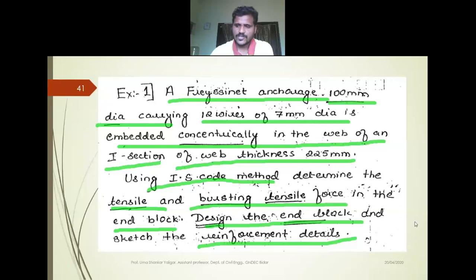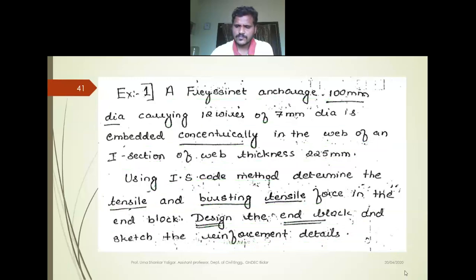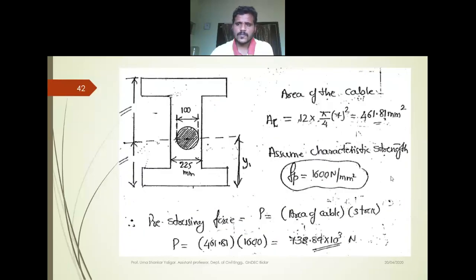Now, by using our expressions, we will try to solve this. Here it is an I section. The diameter of the plate is 100 mm, and the width of the web is 225 mm. But he has not given this y1, the distance from the CG of the plate, the CG of wires, to the bottom soffit of the beam.